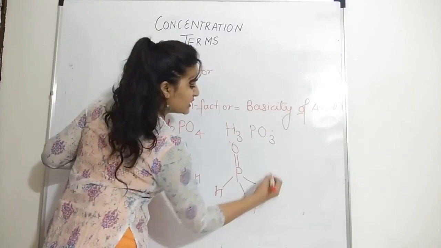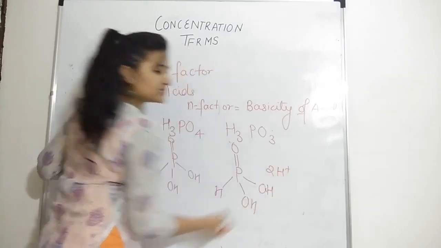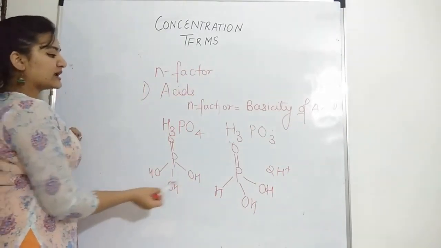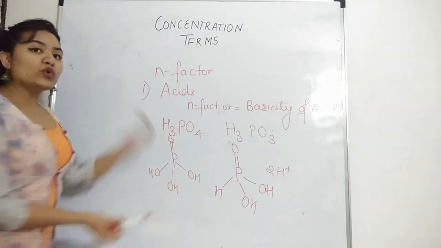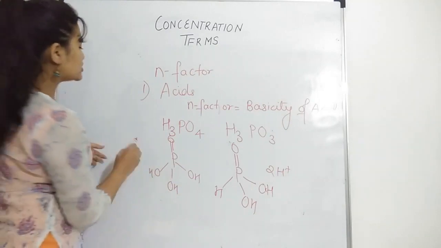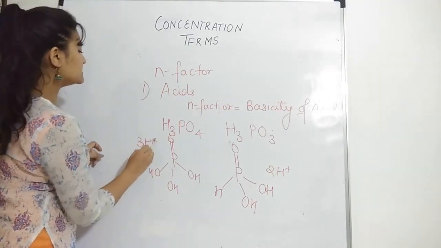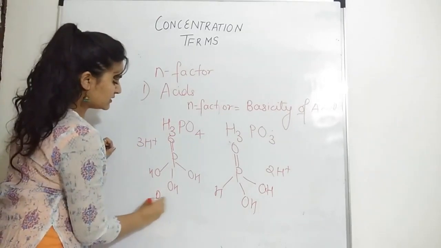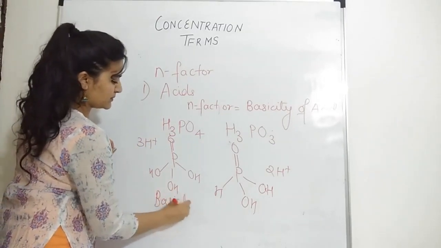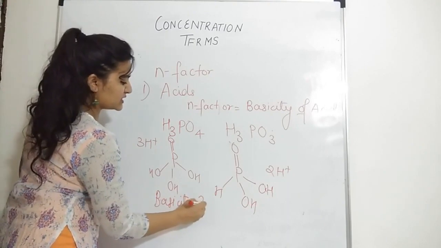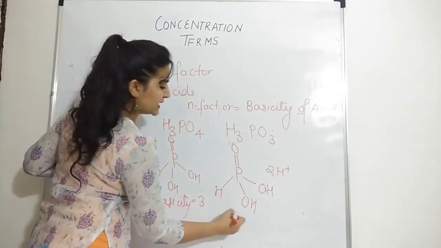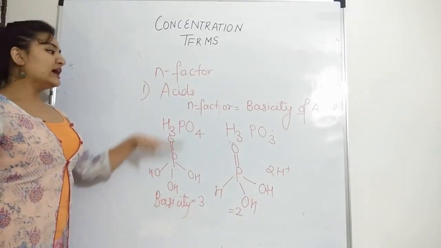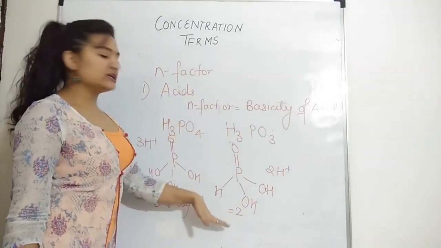So I will have 2 H plus releasing, and in this case, because we can see 3 hydrogens are directly attached to the oxygen, the more electronegative atom, so 3 H's can be released. Hence, basicity in H3PO4 will be 3 and over here it will be 2. So n factor for H3PO4 is 3, n factor for H3PO3 is 2.